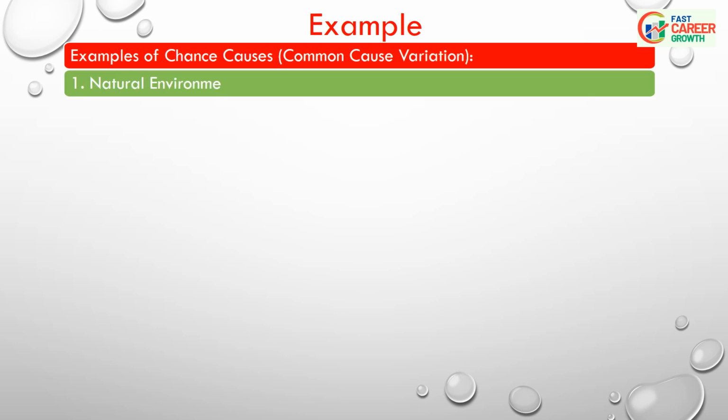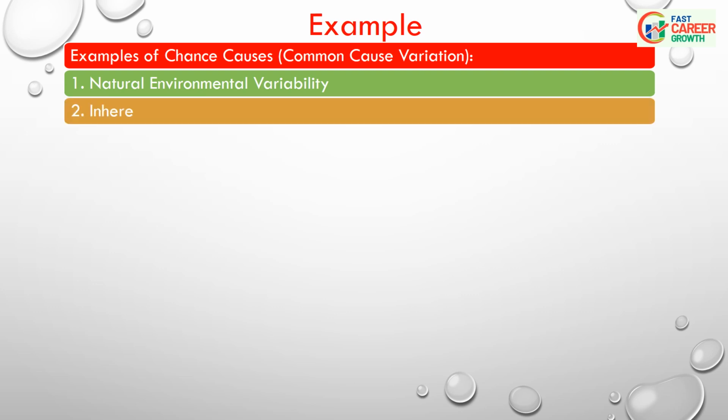Temperature fluctuations in a manufacturing facility due to changing weather conditions. Seasonal variations in product demand. Next is inherent material variability. Variations in the moisture content of wood used in furniture manufacturing. Variability in the size and weight of agricultural produce.